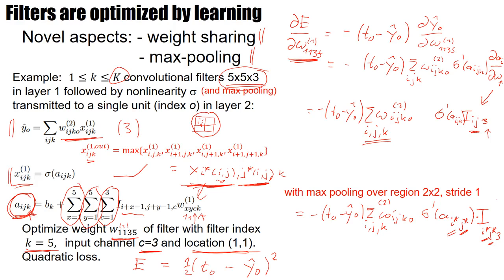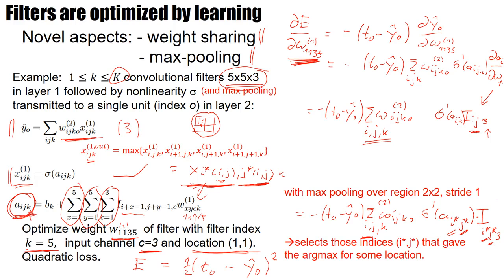So what is this doing? For this weight, that's the derivative still with respect to the same weight, W1135 in the first layer. I sum over i and j, but I don't pick the same ij. I pick whoever was the winner. And this leads to a focusing effect of the gradient. It doesn't go through equally. It focuses on those that have been the max, that have been the winners. So it selects those indices, i star, j star, that gave the argmax for that location ij.